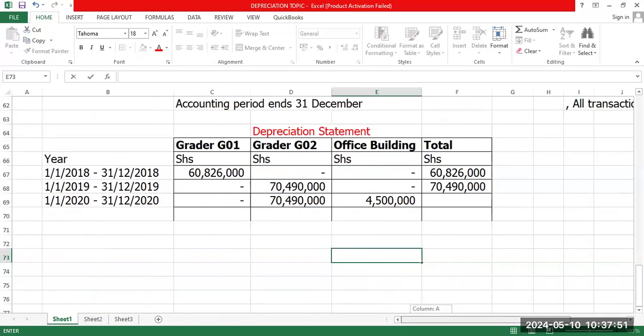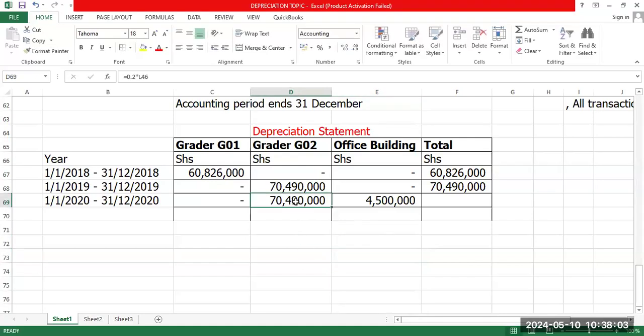Kindly repeat your question. The question paper shows that grader 2 was only in 2019 and then in 2020 you put the amount. Yes, because if you purchased grader 2 in 2019 and you have not yet sold it, it means this farm is still having that asset. So if you're still having that asset, you also have to go ahead and give the depreciation, because you're going to use this grader in the next year.